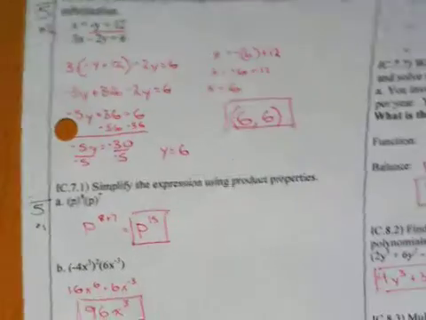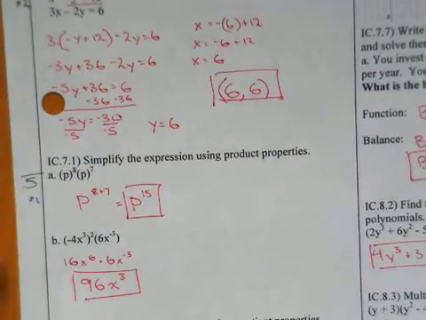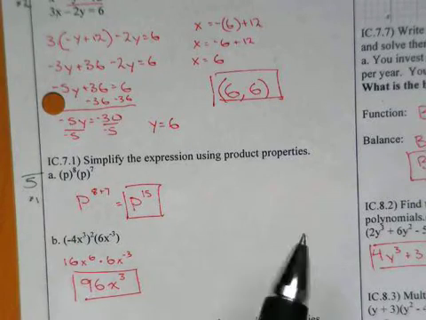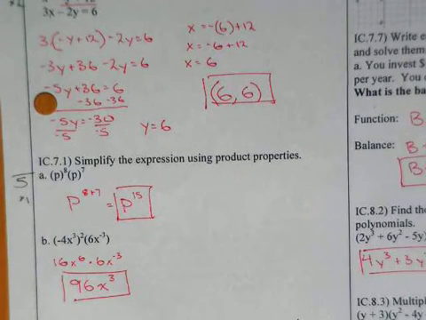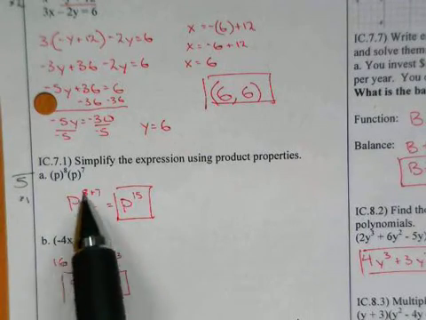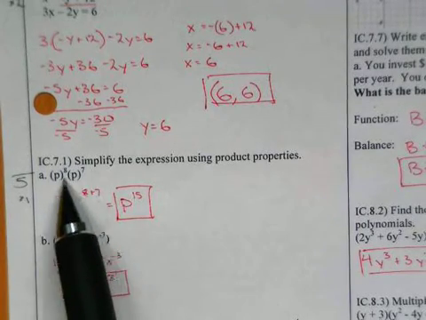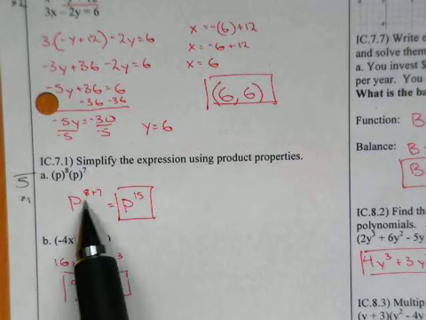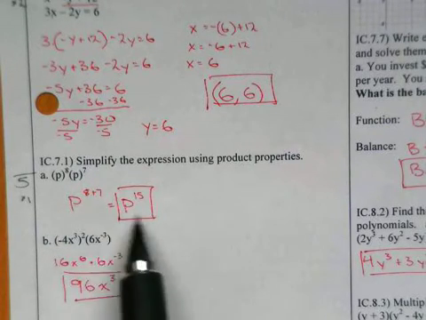For IC 7.1, where we delve into exponents and your exponent properties. So the first one here, pretty simple. Just do you remember that when you have exponents with the same base, you add them. So p to the 8 plus 7 is p to the 15th.